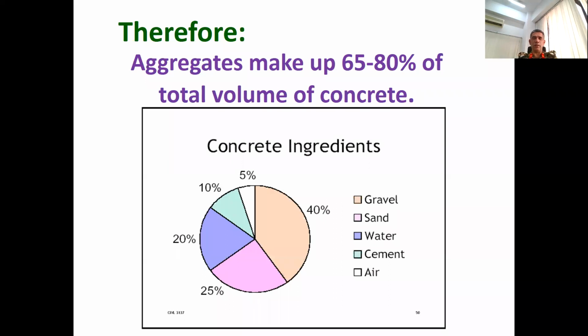So the stone chips, that means the gravel, constitute 40% of the total volume of concrete. Then 5% is air, 10% is cement, 20% is maybe water, and the remaining 25% is sand. Sand is a fine aggregate, and the stone chips or brick that we use are the coarse aggregates, which make almost 40%. Those are the ingredients of concrete.